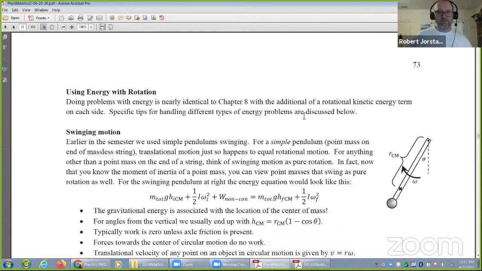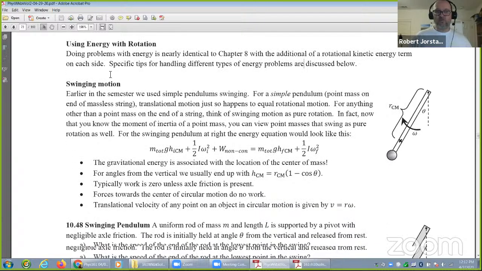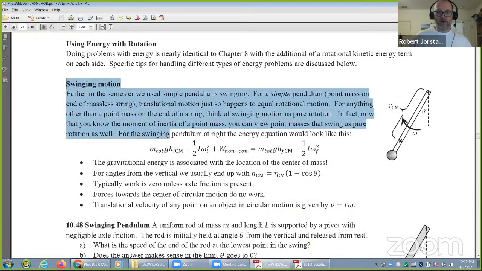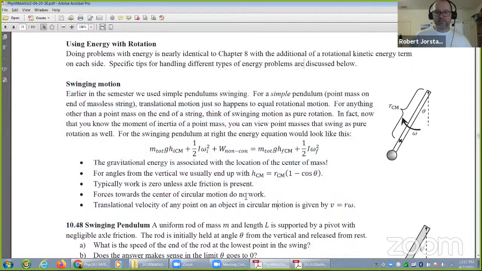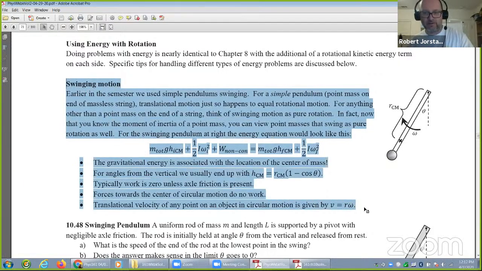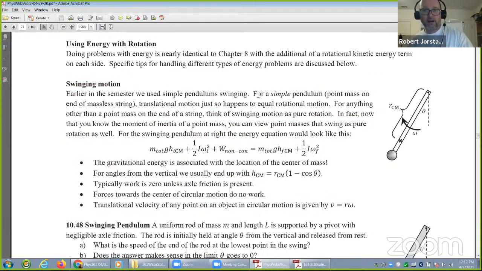Now, there's different types. So this is the one we were just looking at, swinging motion. So let's look at some of these issues here. These are some of the standard issues that you face in an energy problem with swinging motion. So let's look at it. I want to point out something.